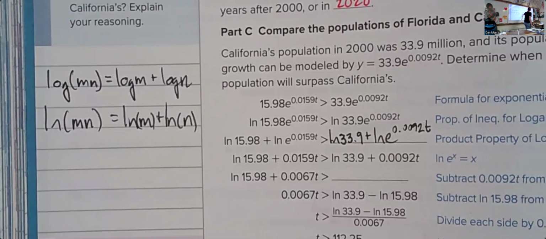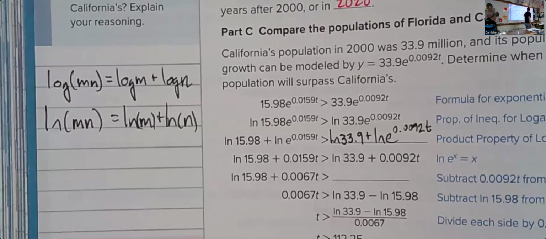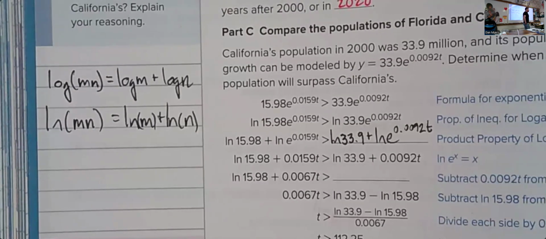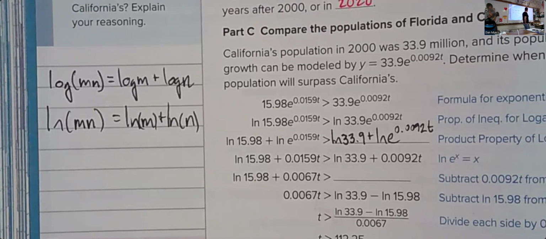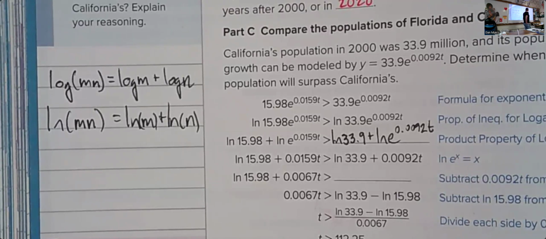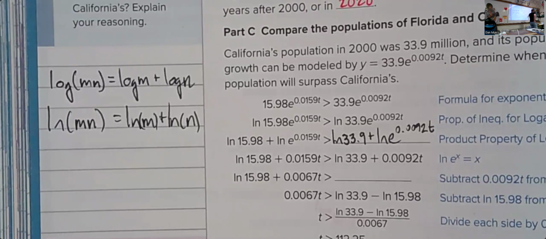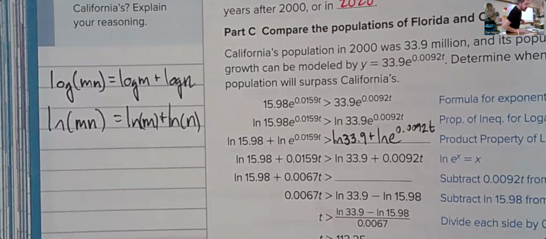The whole purpose of doing that is that we can separate out the ln of this value here, 15.98, and this one over here, 15.9. And ln e to the x is just equal to x, meaning ln and e cancel each other out because they're inverse operations. This whole thing is equal to just the exponent itself, which is exactly what's being shown here, and over here as well. So we can separate those out using the product property of logarithms.